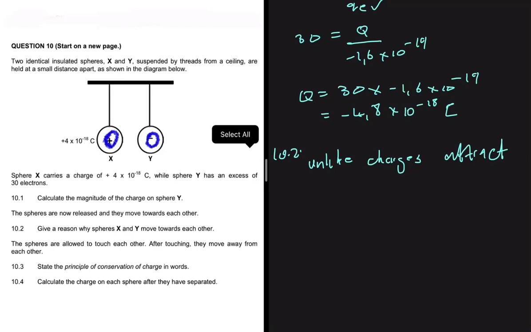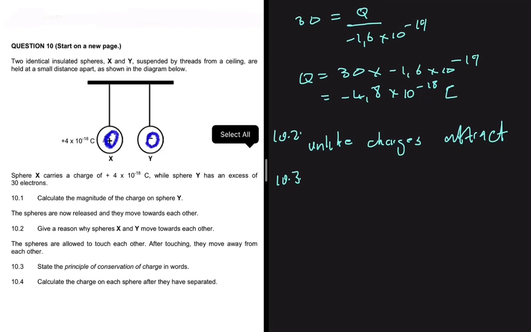And then 10.3: the spheres are allowed to touch each other. After touching, they move away from each other. 10.3 says let's state the principle of conservation of charge. The total charge in an isolated system remains constant. That is the definition of the conservation of charge: the total charge in an isolated system remains constant, or conserved.